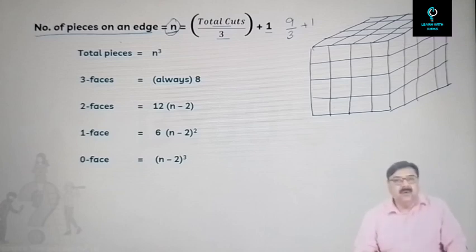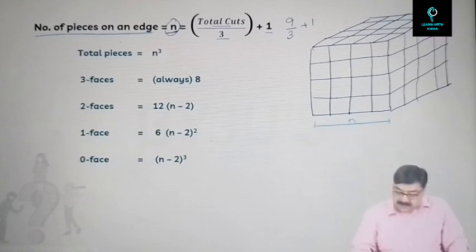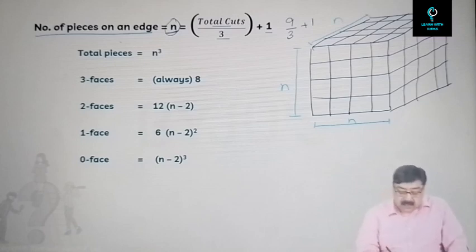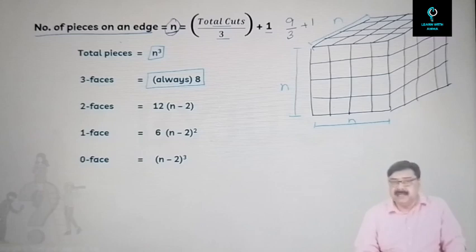Now simply, if you want to find out, from here to here you have n number of pieces horizontally, then vertically here you have n number of pieces, then once again like this you have n number of pieces in 3 different directions. So n into n into n, that is total number of pieces will be n cube. 3 faces I have discussed with you, it will always remain 8.